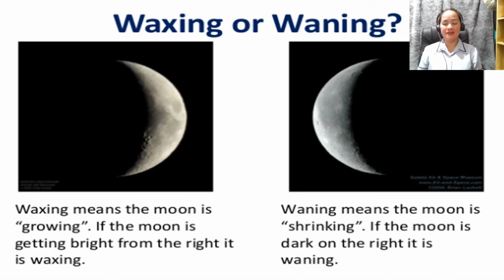Okay, big words. Waxing or waning. Waxing means the moon is growing. If the moon is getting bright from the right, it is called waxing. Waning means the moon is shrinking. If the moon is getting dark on the right, that means it is called waning.